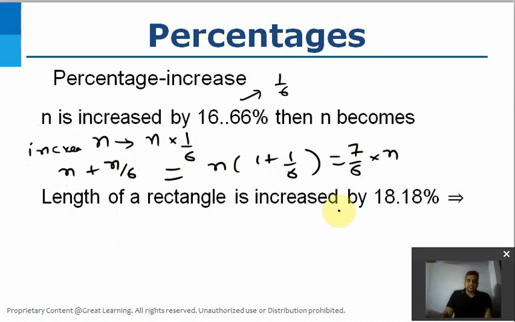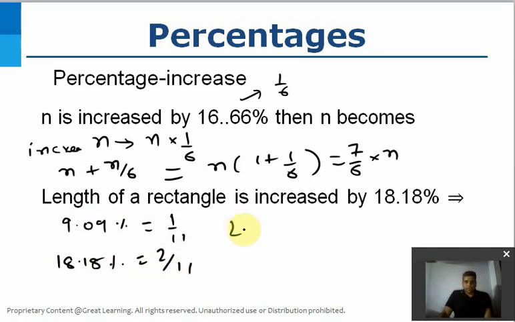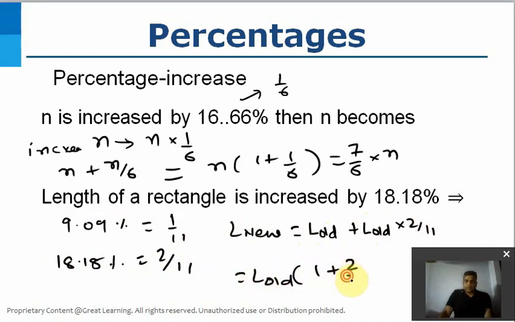Length of a rectangle is increased by 18.18%. I know 9.09% is nothing but 1 by 11, right? So 18.18% will be nothing but 2 by 11. Length new is length old plus length old into 2 by 11. So length old times (1 plus 2 by 11), so 13 by 11 into length old is what my length new is. Okay, so that way we can find out the multiplying factor.